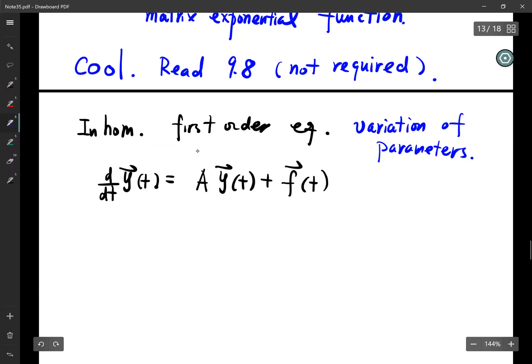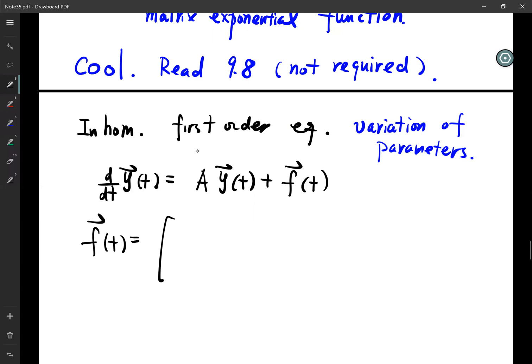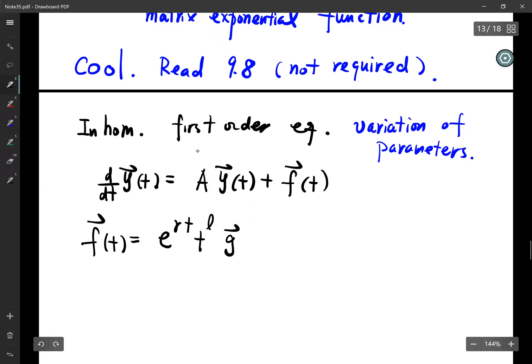Variation of parameters, it again includes all the previous cases. So let's see, we're interested in the case where f(t) takes this form, where this is exponential rt times t to the mth power, t to the lth power, times a fixed vector called g. In particular, all the previous cases can be covered by considering g to be (0, 0, 0, 1).